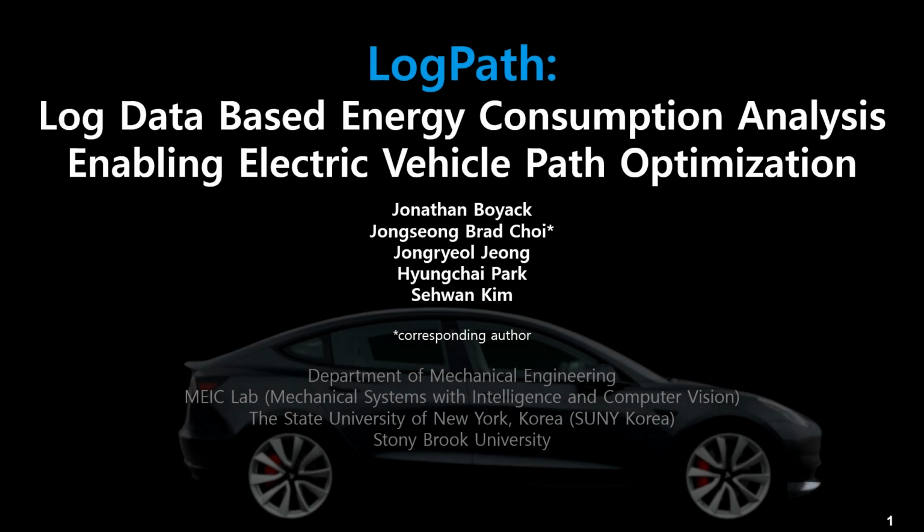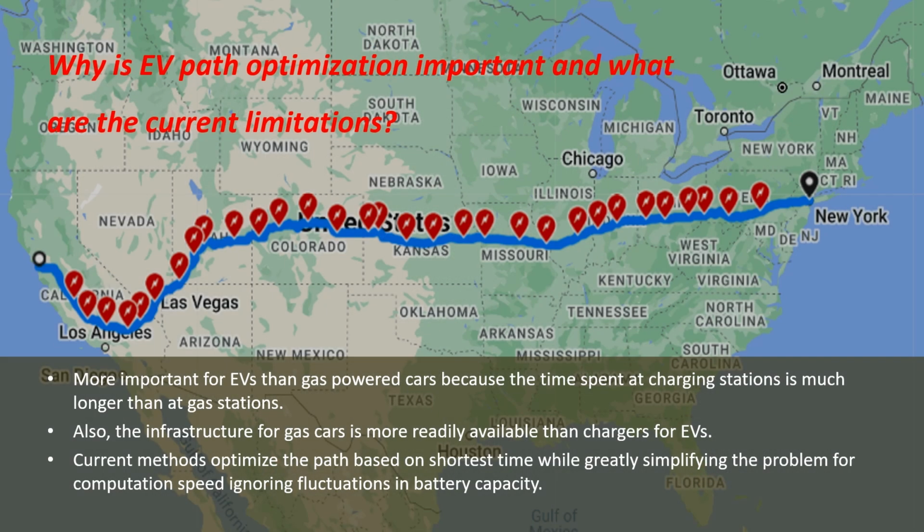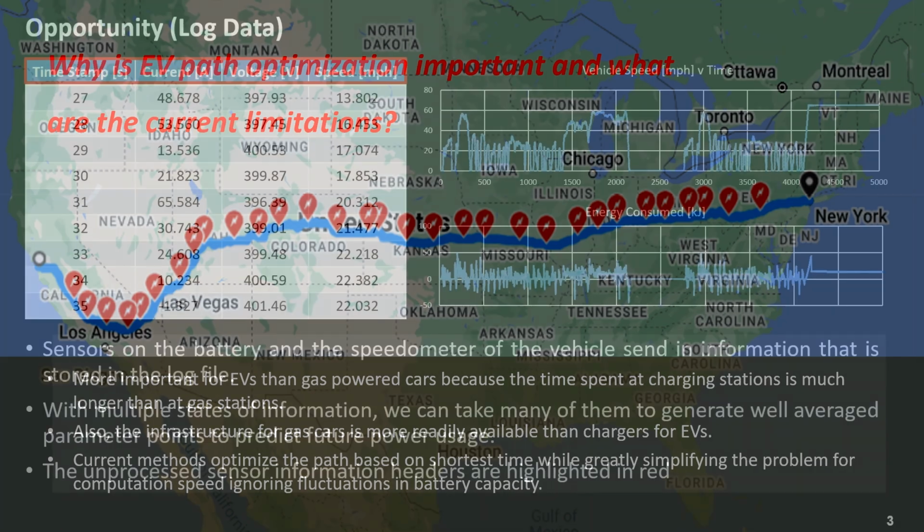LogPath, log data-based energy consumption analysis enabling electric vehicle path optimization. Electric vehicle path optimization is important due to the recharging time of the battery and the lack of infrastructure. Current electric vehicle path optimization algorithms focus on computational speed and lack accuracy.